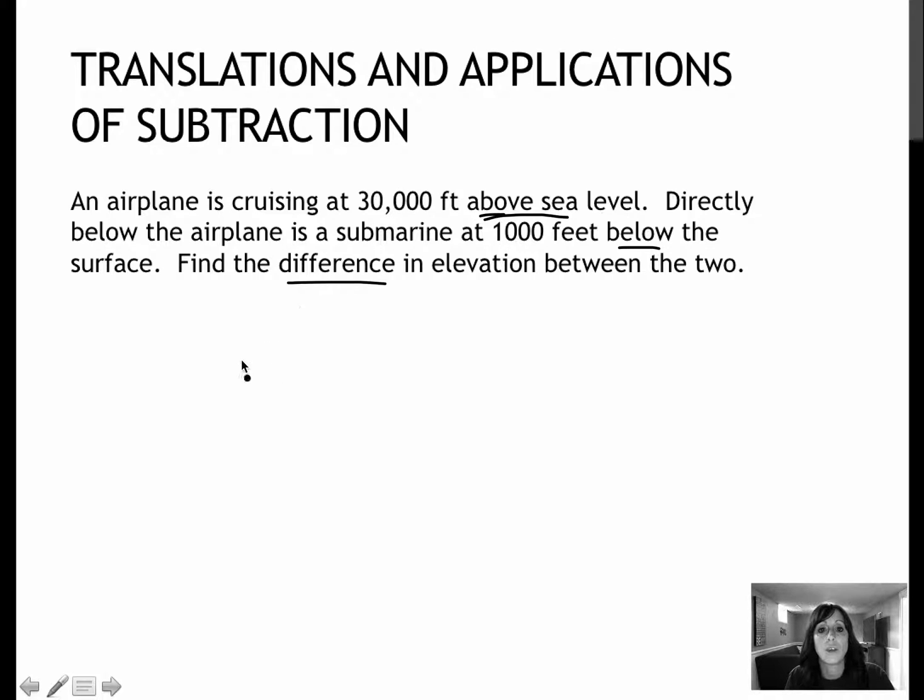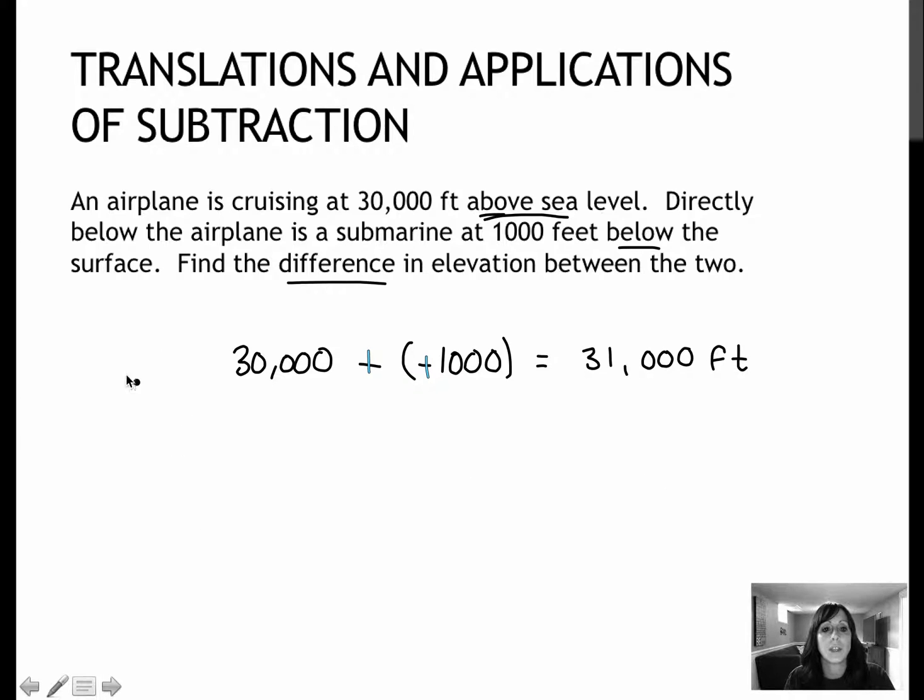So if we're finding the difference, then of course that means we're subtracting. We already said that the 30,000 is positive, and I'm going to subtract the negative 1,000. So this 1,000 below sea level is negative 1,000. And if I KFC, that means I'm now adding those values together. And so 31,000 feet would be the difference between the two.